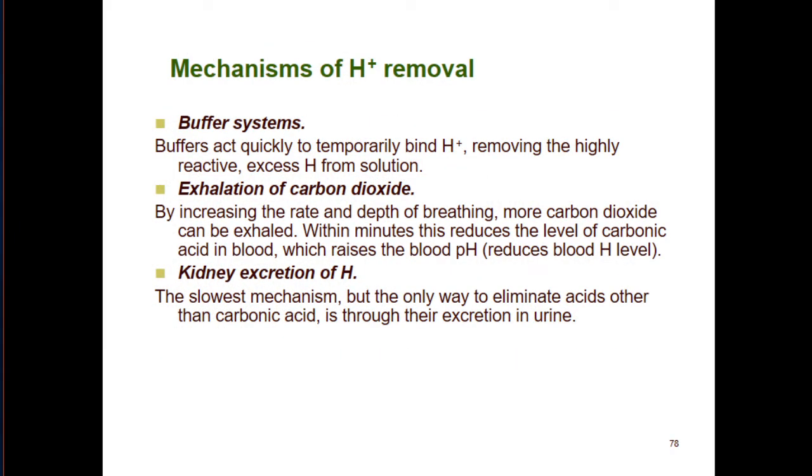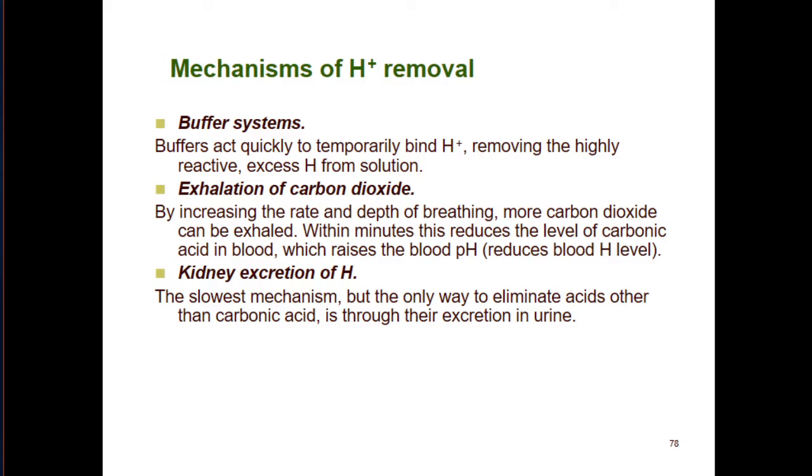So often we are exposed to increased hydrogen concentration. We have three mechanisms for hydrogen removal. It will be the buffer systems, then excretion of carbon dioxide, and kidney excretion of hydrogen. Buffer systems, that's what you have in blood. Buffers act quickly to bind hydrogen, removing the highly reactive excess of hydrogen in the solution.